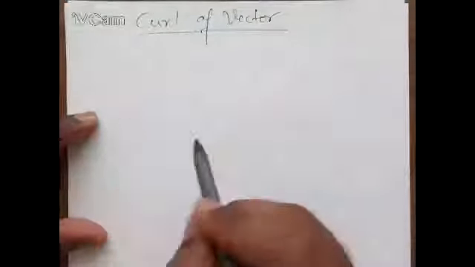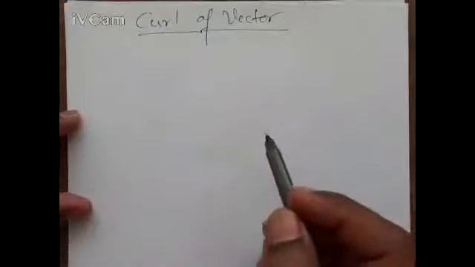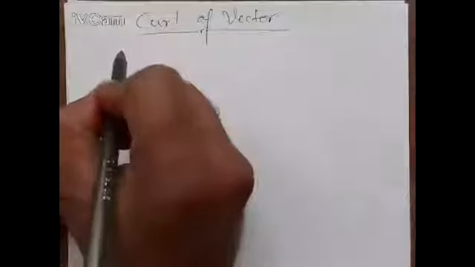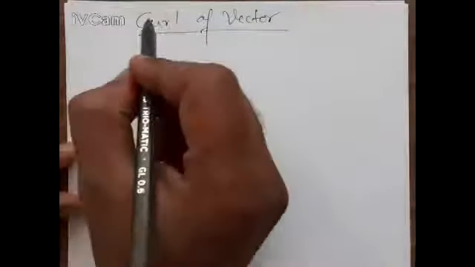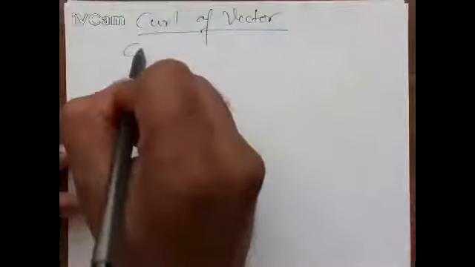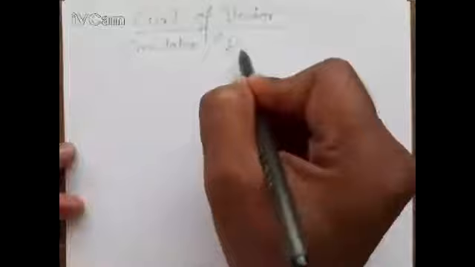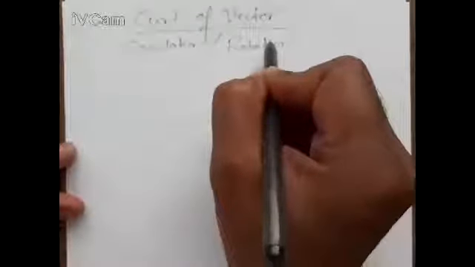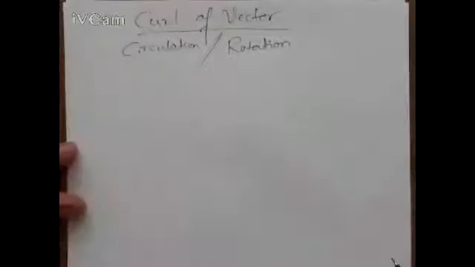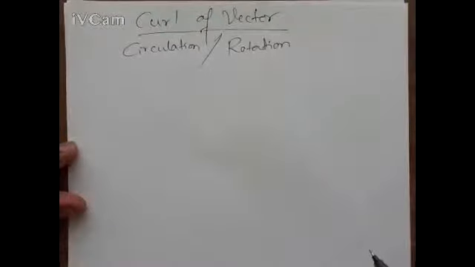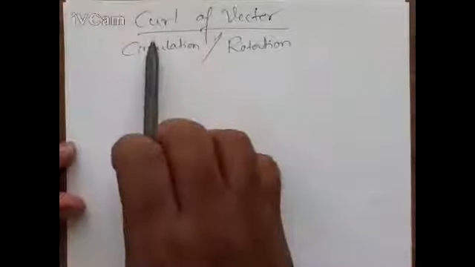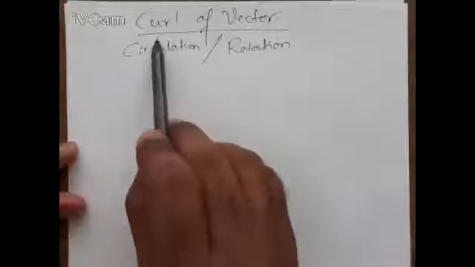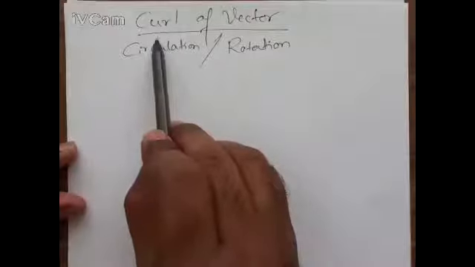It is called the curl of a vector. What is curl? The English meaning of curl is circulation, or we can say rotation, curling. It is circulating, or it is called rotation. But the exact meaning in this chapter is that curl means circulation.